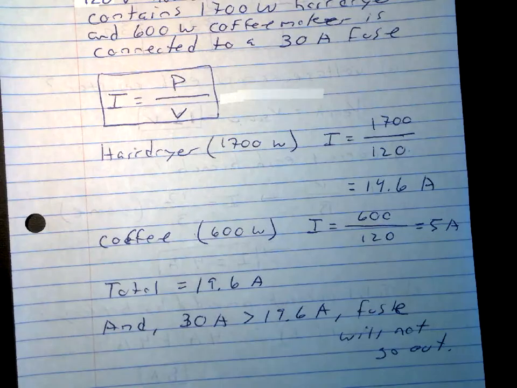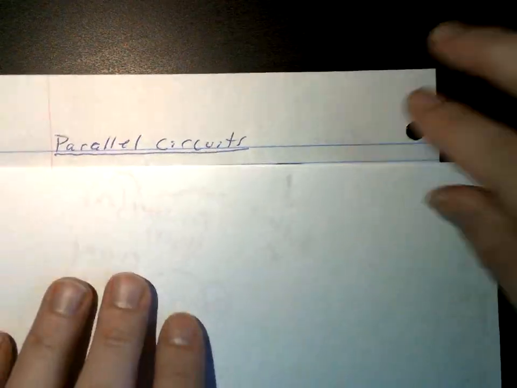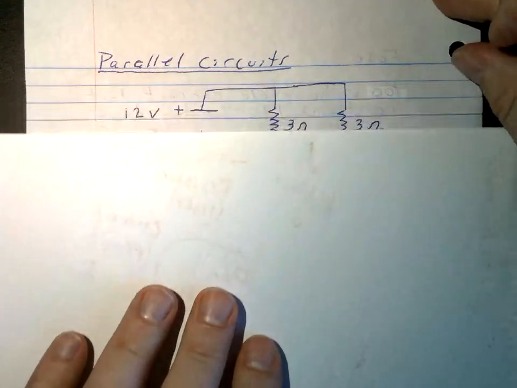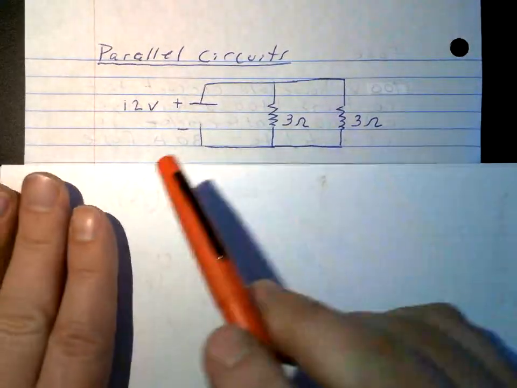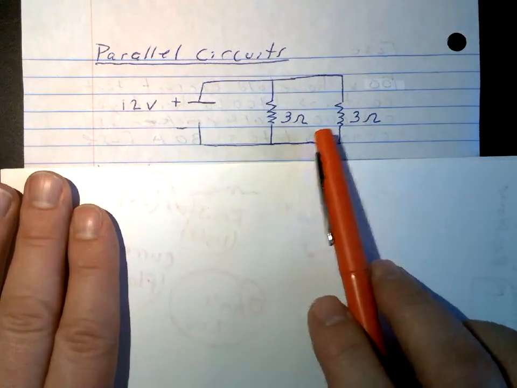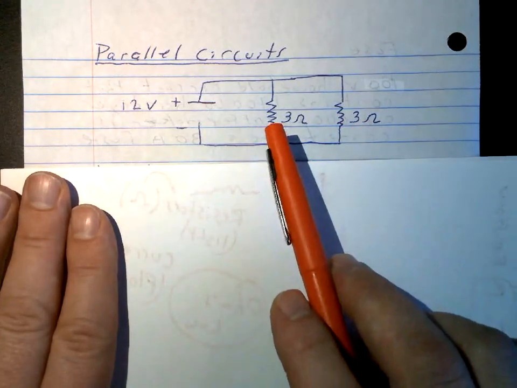So let's talk about parallel circuits and we're done. This is going to be a little bit of a longer lecture, sorry. Parallel circuits are like what we discussed, right? You take, let's say, a 12-volt battery and you have each branch, but they don't always have to be the same.